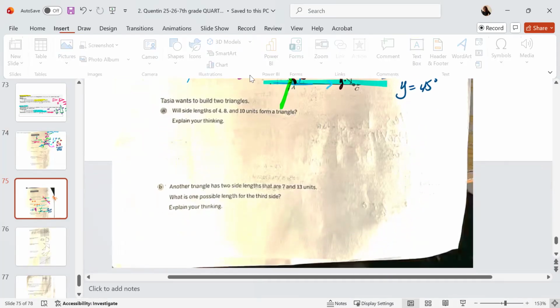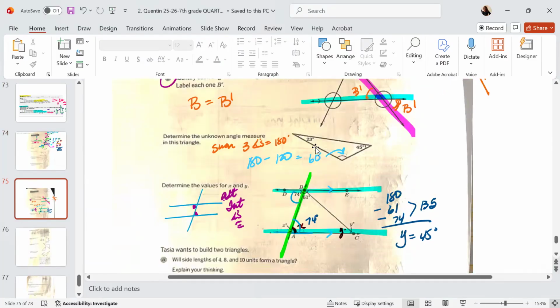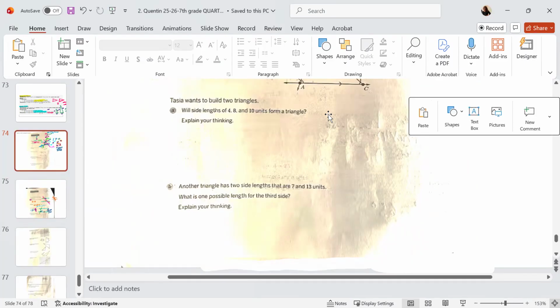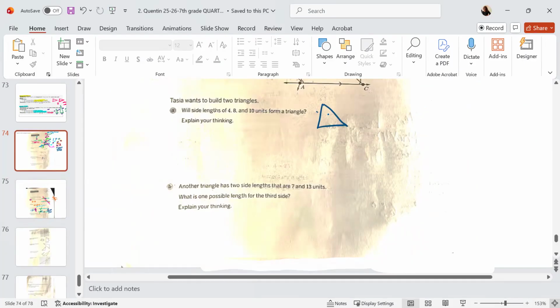Actually, I need help on this one. I think yes, because the lines will touch. So you want to build a triangle. Well, the sides 4, 8, and 10 form a triangle. In order for it to be a triangle, does it have to equal 10? When you have a triangle, there are three sides, correct? Yeah.